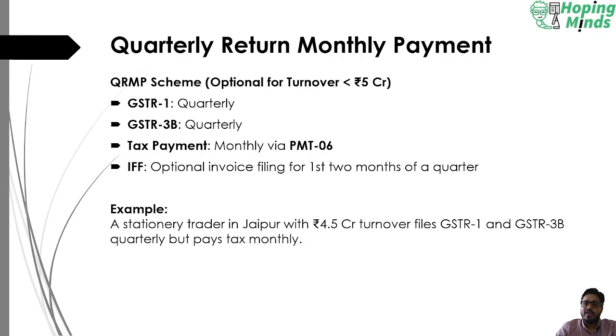In the month of January, I executed a sale with Mr. A. Now, since I am not going to file any return for the month of January, Mr. A will not get the input tax credit in the month of January against my invoice. Rather, once I file my return in the month of April for the quarter ended March, Mr. A will get the input tax credit against that bill.